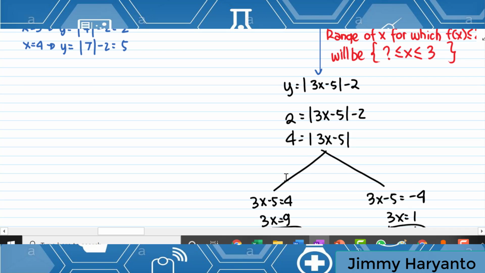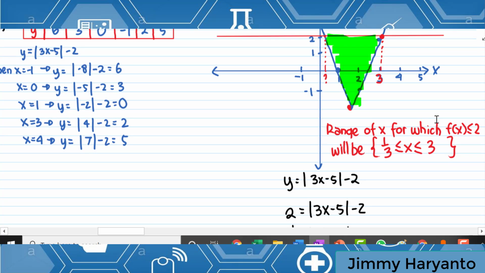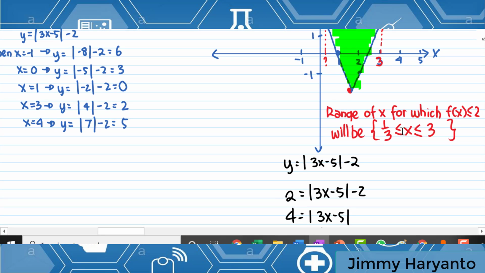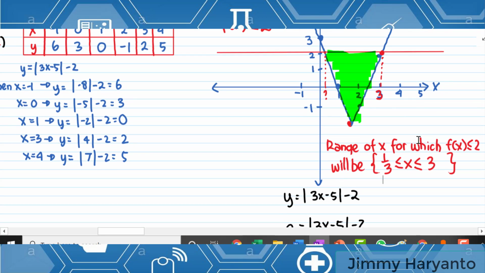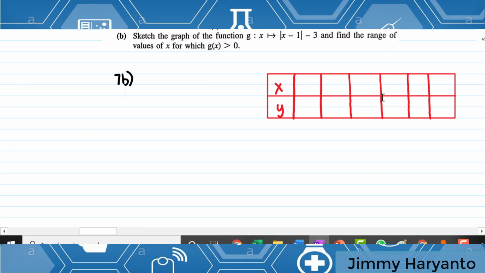So now we know that the question mark is 1 over 3, so replace it with 1 over 3. So the range of x for which f(x) is less than or equal to 2 will be 1 over 3 less than or equal to x less than or equal to 3, because it's between this and that. Okay, next. For the next one, it's y equals the absolute value of negative 1, negative 3.